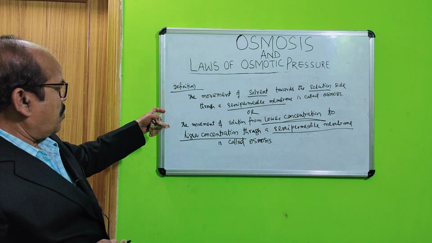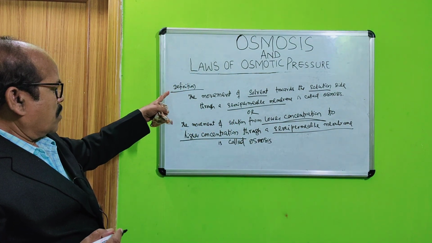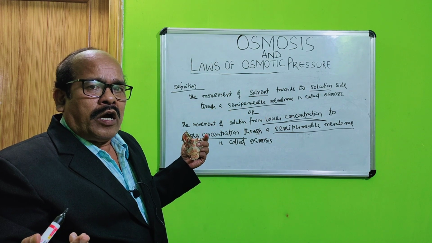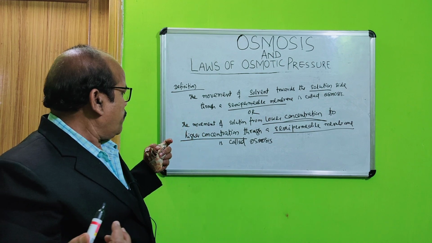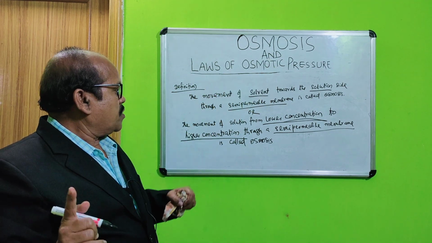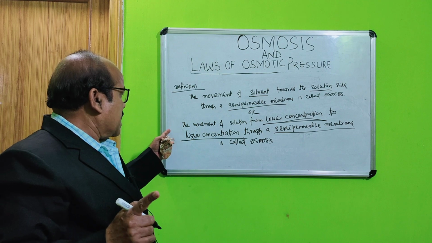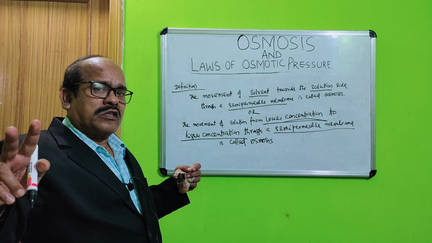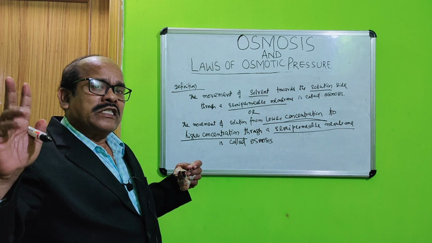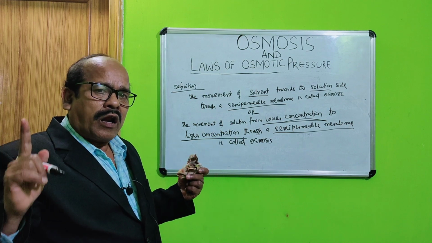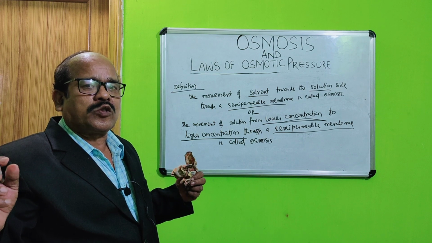The two definitions I have told you: the movement of solvent towards solution side. Solvent means pure water, and solution means let it be sugar solution or any common salt solution. This movement of solvent towards solution side through a semi-permeable membrane is called osmosis. The second definition is the movement of solution from lower concentration to higher concentration through a semi-permeable membrane, also called osmosis. In this case also, the semi-permeable membrane allows only the solvent molecules to pass through.